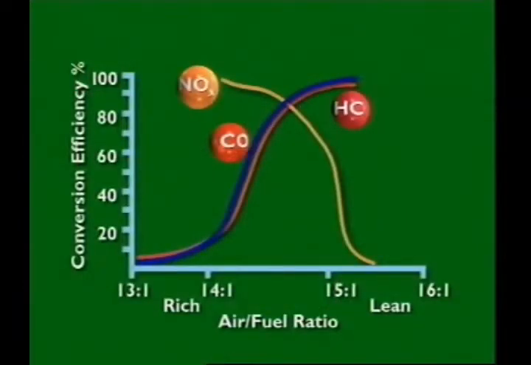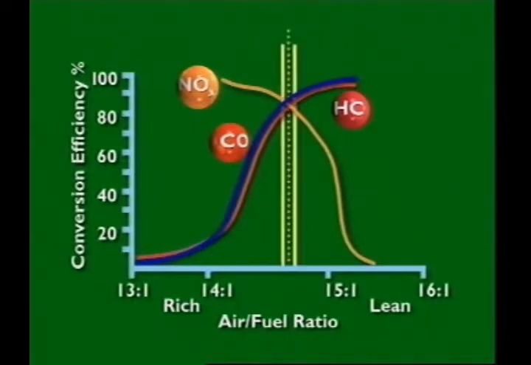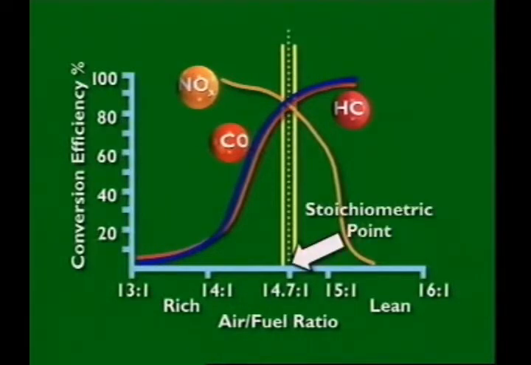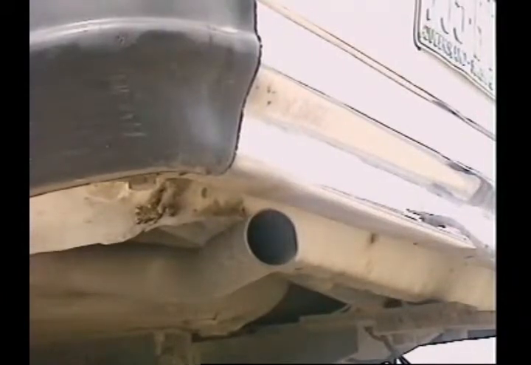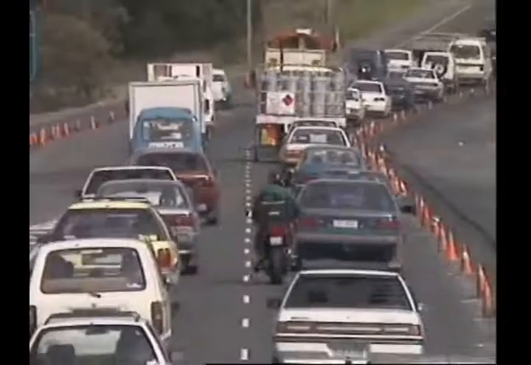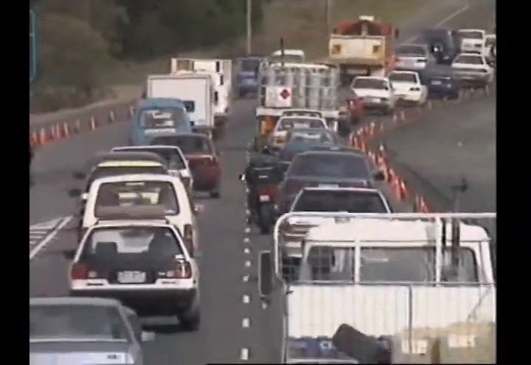Highly efficient conversions of all 3 pollutants occur only in a narrow range of air-fuel ratios. This range occurs around the ideal air-fuel ratio by mass of 14.7 parts of air to 1 part of fuel. This is called the stoichiometric point. It's also called the operating window of the 3-way catalytic converter. If the mixture ratio falls outside this range, the efficiency of conversion of either the nitrogen oxides or the hydrocarbons and carbon monoxide will rapidly decrease.